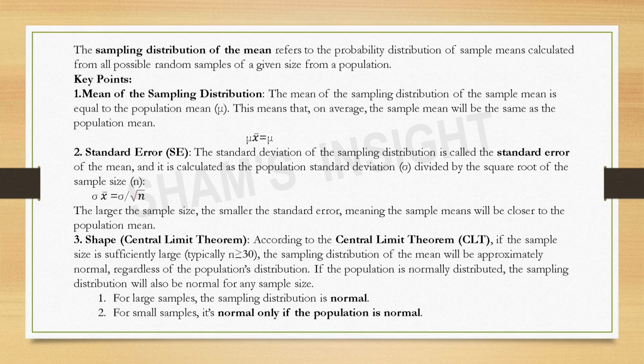Now, shape: the central limit theorem. According to the central limit theorem, if the sample size is sufficiently large, typically n greater than 30, the sampling distribution of mean will be approximately normal regardless of the population distribution. And if the population is normally distributed, the sampling distribution will also be normal for any sample size. So for large samples, the sampling distribution is normal, and for small samples, it's normal only if the population is normal. So this is about the sampling distribution of mean.